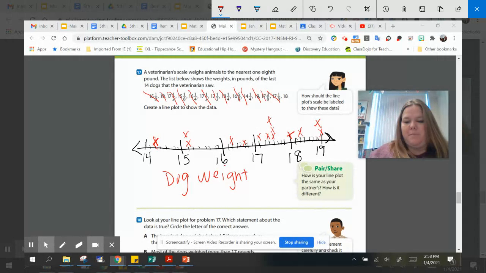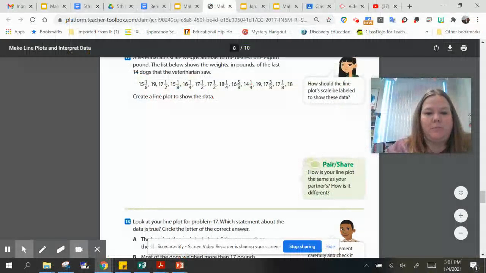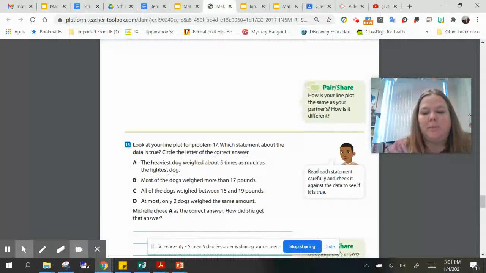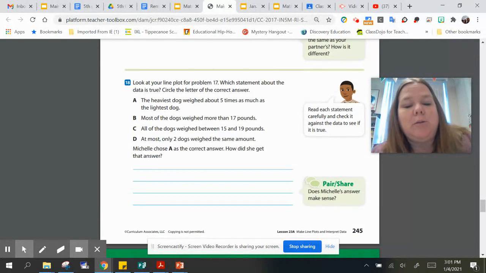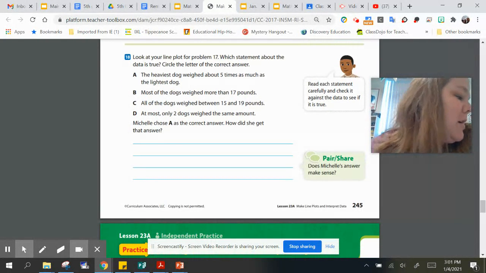Dog weight in pounds is the name of this line plot. So if you need to pause that to get that, you sure do that. Okay? So, I mean, if I had a ruler, I could do a lot better. So, just saying. Look at your line plot from 17. Well, you'll have to look at yours.